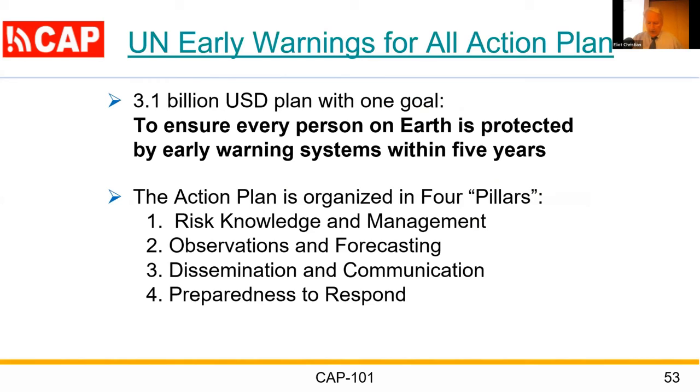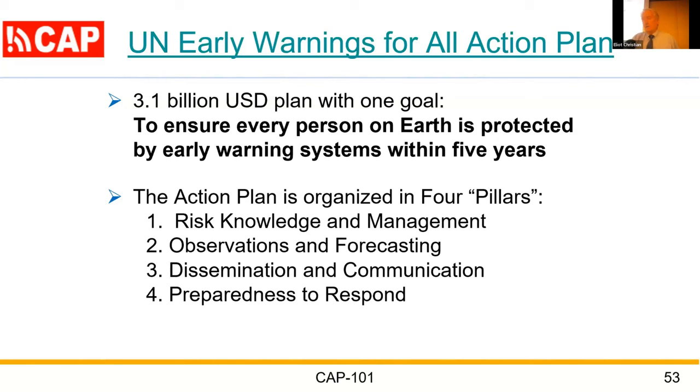The UN Action Plan on Early Warnings for All, already mentioned by Cezine, was launched in 2022 at the Conference of the Parties to the Convention on Climate Change. It calls for new investments of $3.1 billion to achieve its goal, to ensure every person on Earth is protected by early warning systems within 5 years. Now, I want to just mention, I think some people have the impression that they have $3.1 billion. No, they're out there competing to get $3.1 billion, which they will then use for different things. So it's not money already available, it's money that's being sought.